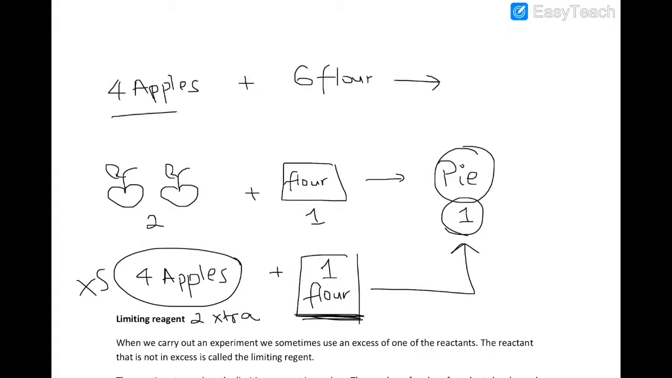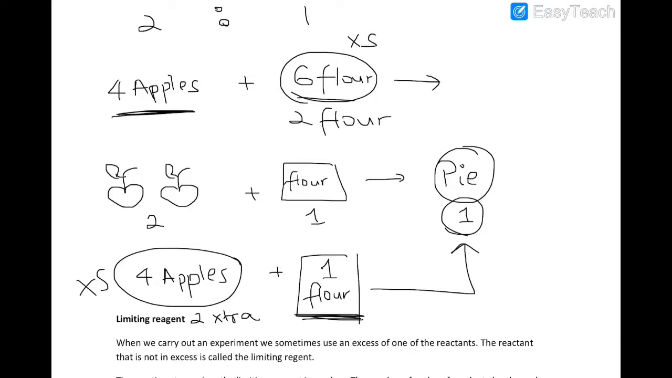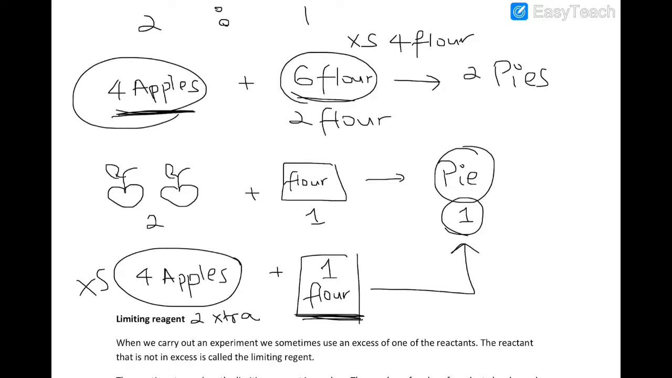On the other hand, if we had 4 apples and 6 packs of flour, so the ratio of apple to flour is 2:1, which means that 4 apples will require only 2 packs of flour, which means that we have an excess of 4 packs of flour. So, which means that we would only be able to make 2 pies. So in this example, it's the apple that is limiting the amount of pies that we can make.